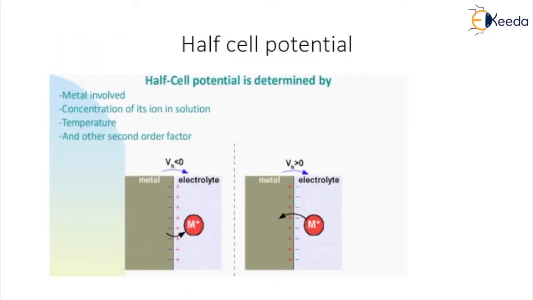Next, a very important topic is the half cell potential, that is VH. Half cell potential is the voltage developed at the electrode electrolyte interface. In a metal solution interface, electrode potential arises under two conditions: when ions travel from the metal into the solution, and when ions in the solution combine with the electrons in the metal, they form atoms of the metal.